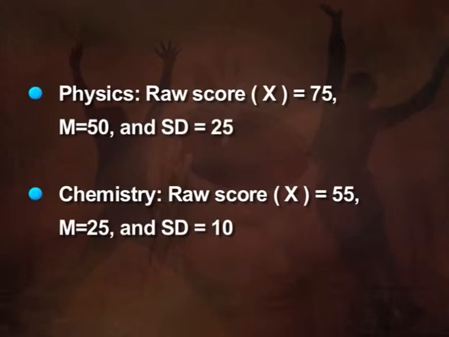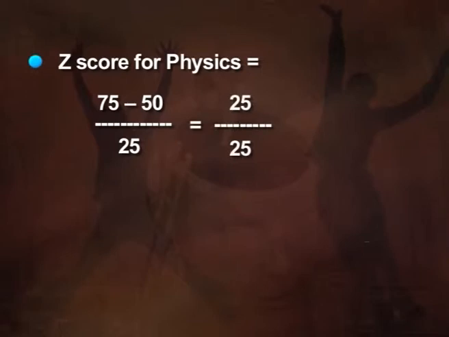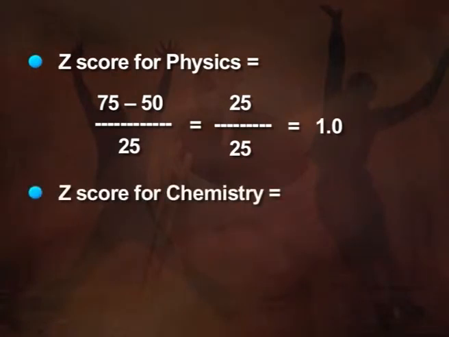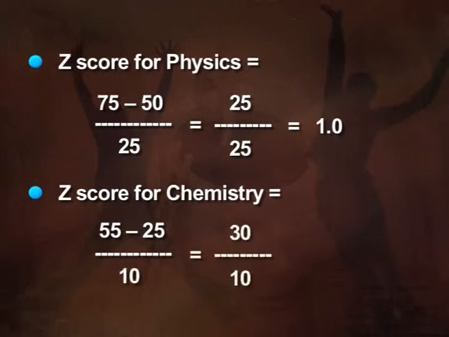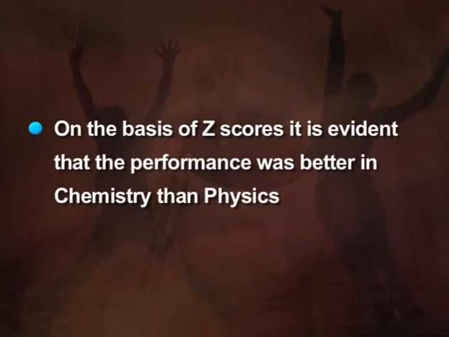Then we incorporate the scores into the Z formula. So, the Z score for physics is equal to 75 minus 50 by 25, which gives 25 by 25, and we get a Z score of 1. Similarly, the Z score for chemistry is 55 minus 25 by 10, which further gives us 30 by 10, and we get a Z score of 3. On the basis of the Z score, it is clearly evident the performance was better in chemistry than physics.